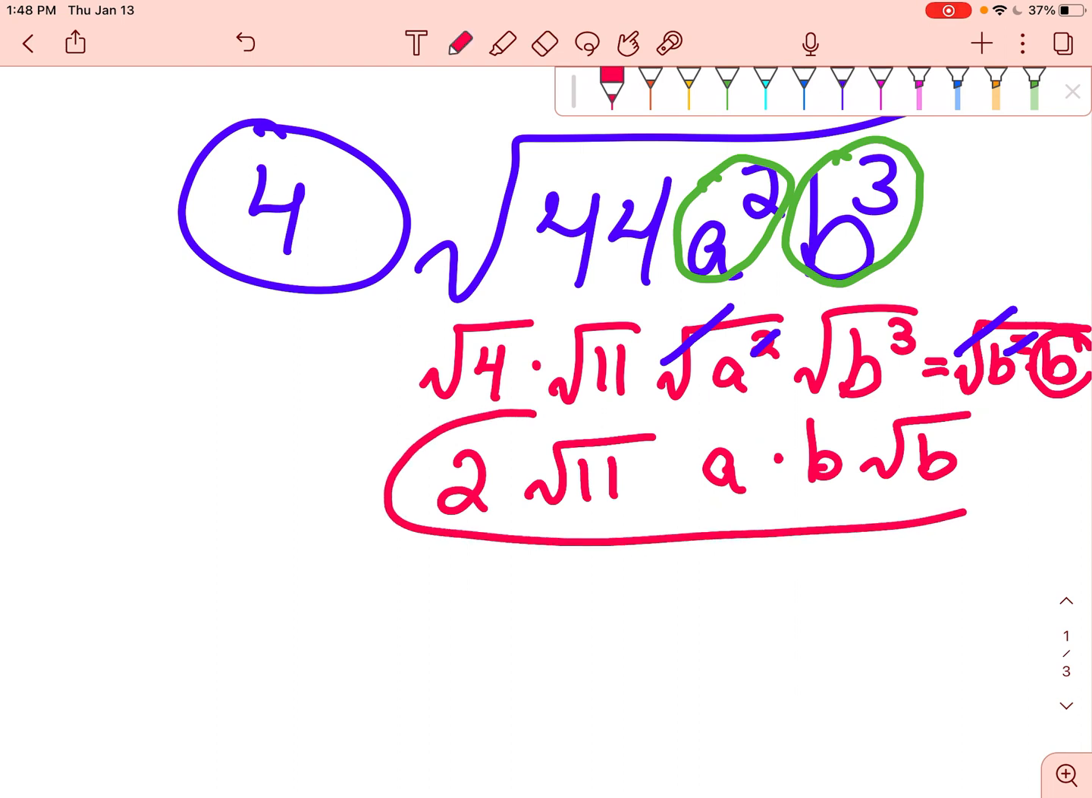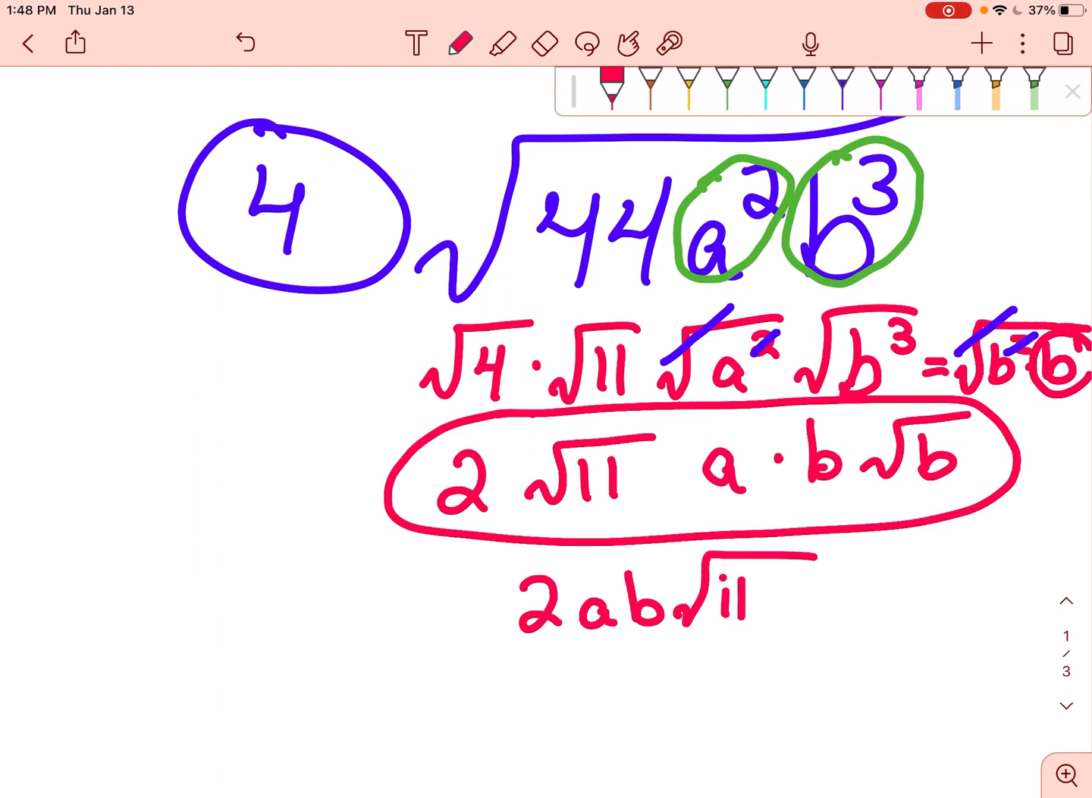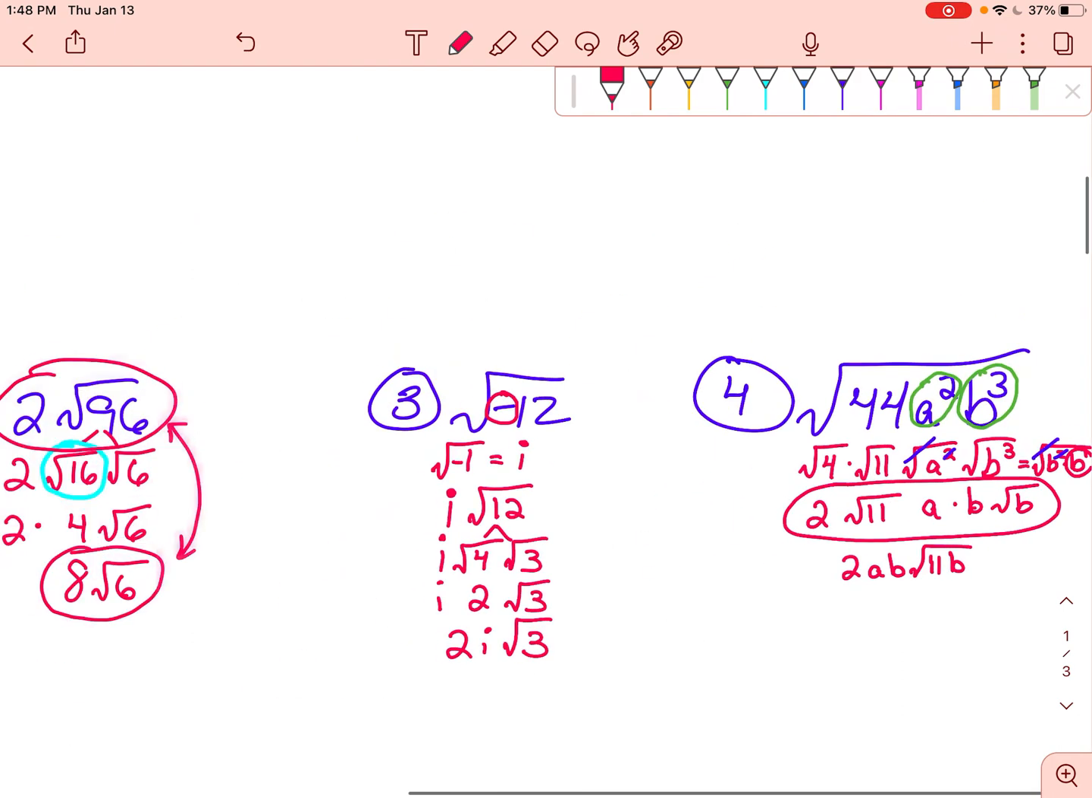Now, of course, this answer looks very big and sloppy. So what we like to do is we like to write all the numbers or letters that are on the outside together, and then the things that are left on the inside, which is the 11 and the b together.